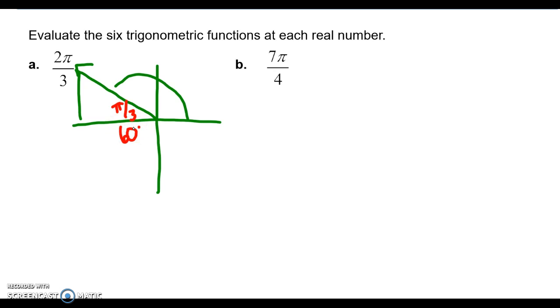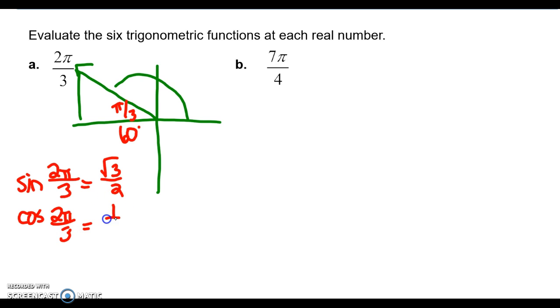And then I want to find the sine of 2 pi over 3. And I know the sine of pi over 3, or a 60-degree angle measure, is rad 3 over 2. And I'm in the second quadrant, so I know sine is positive. Cosine of 2 pi over 3 is then going to be 1/2, and I'm in the second quadrant, so my x value has to be negative. And then if I do tangent, that's just sine over cosine. And so if I simplify, the rad 3 over 2 divided by the negative 1/2, I'm going to get negative rad 3.